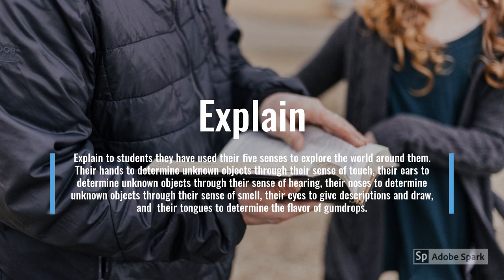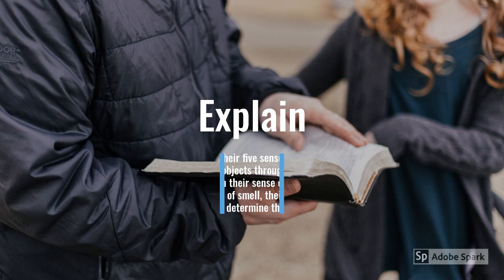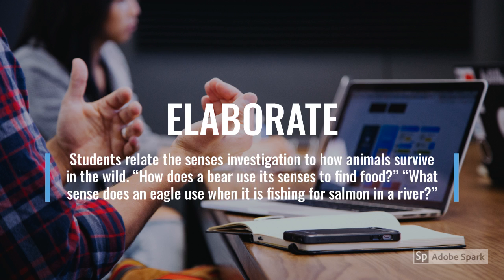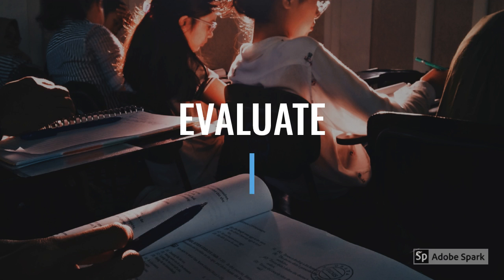The teacher explained to the students that they have just used their five senses to explore the world around them. The students took notes and engaged in filling out their concept map. The students and teacher engaged in discussions of findings and explained their reasoning for their findings. Students relate the senses investigation to how animals survive in the wild. The teacher engaged in questioning while students made comments.